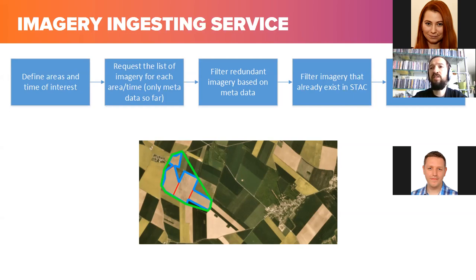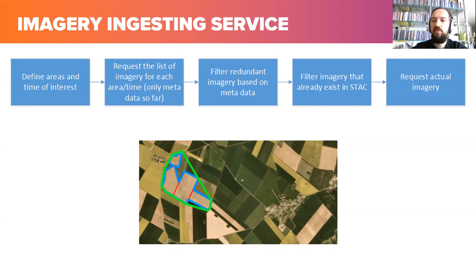Then we send that simplified green geometry to the imagery provider, and it returns us all the imagery that intersects with that green border. Do you see my mouse? Yes. For example, we may receive imagery here that intersects our simplified border but doesn't intersect any actual field, and we need to filter this imagery out inside our application.